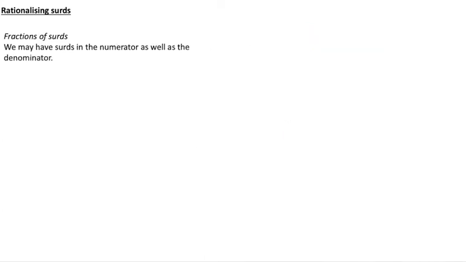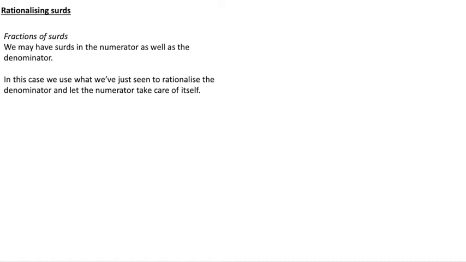So, fractions of surds. Again, we may have surds in the numerator as well as the denominator. And in this case, we use what we've just seen to rationalize the denominator. When we say rationalize, we mean make rational, which means remove irrationality, which means remove surds in this situation. And while we're doing that, the numerator will take care of itself. And again, we'll have a couple of examples.